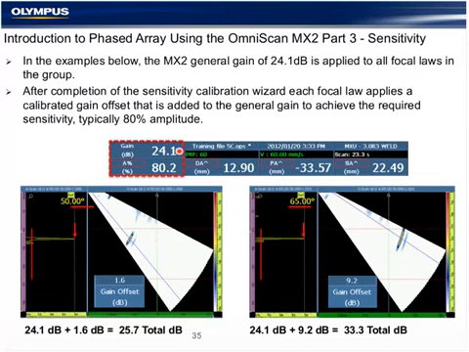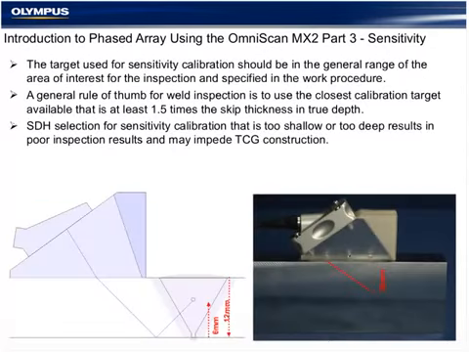The target used for the sensitivity should be in the general area of interest for the inspection or specified in the procedure. A general rule of thumb is to select a target approximately 1.5 times the thickness in true depth. A side drilled hole selection for sensitivity that is too shallow or too deep results in poor results and can impede the construction of the TCG if that's required.